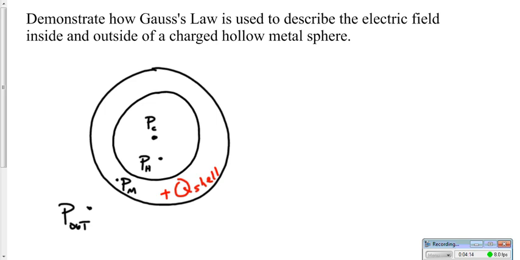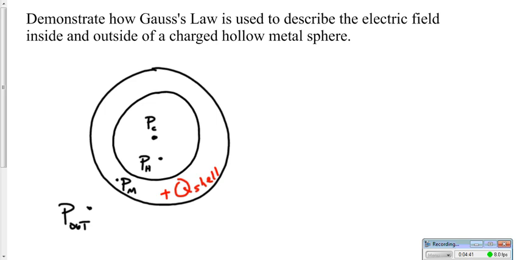Now that we know we have spherical symmetry, we've got to imagine that the positive charge we drew is evenly distributed spherically around the entire surface. You ought to know at this point exactly where on that metal the charge is located, but I'm going to show you how we use Gauss's law to demonstrate that that must be the case. So we'll come back to that in just a moment.